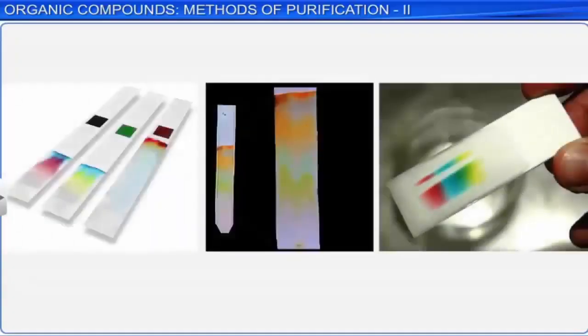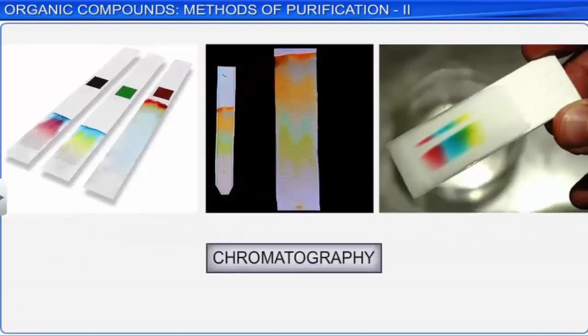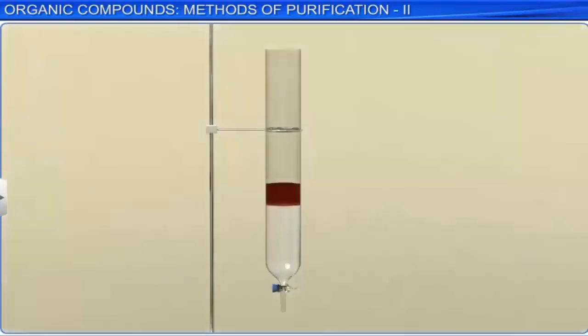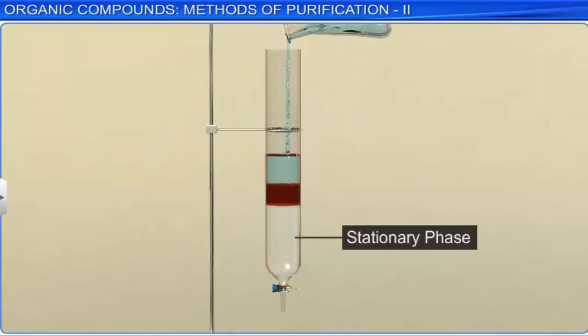Another important method of identifying, separating, and purifying compounds of a mixture is chromatography. The name chromatography is derived from the Greek word chroma, which means color, and graphein, which means to write. The principle behind this technique is the differential adsorption of various components of a mixture over or on the fixed or removable phase called stationary phase under the influence of moving phase called mobile phase.